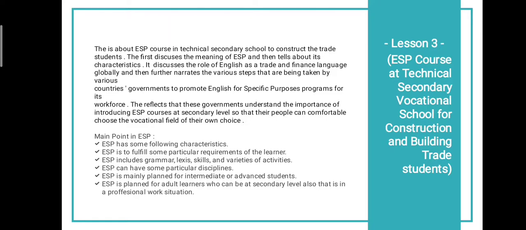We have some main points in ESP. 1. ESP has the following characteristics. 2. ESP is to fulfill some particular requirements of the learner. 3. ESP includes grammar, lexis, skills, and varieties of activities. 4. ESP can have some particular disciplines. 5. ESP is mainly planned for intermediate or advanced students. And the last point is, ESP is planned for adult learners, who can be at secondary level also, that is, in a professional work situation.